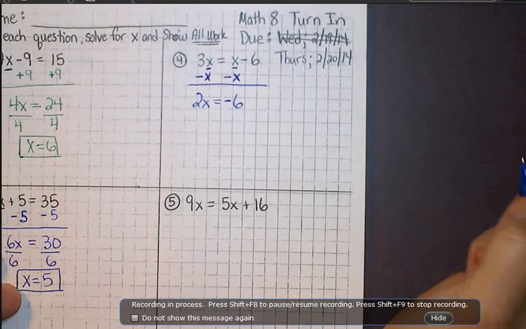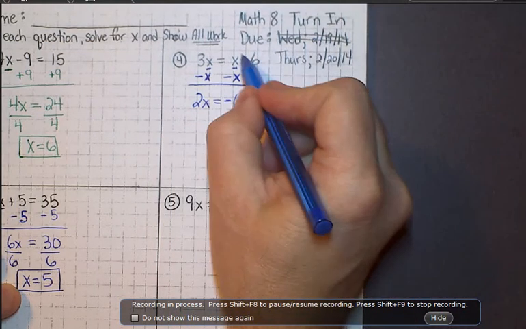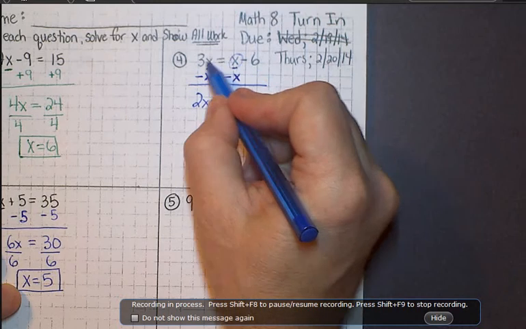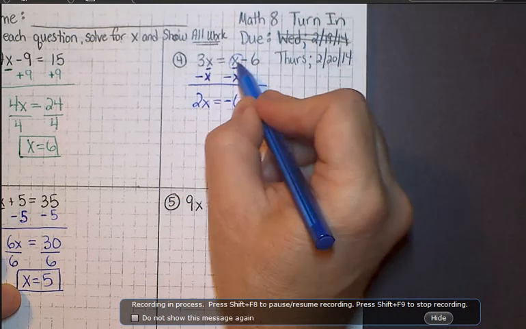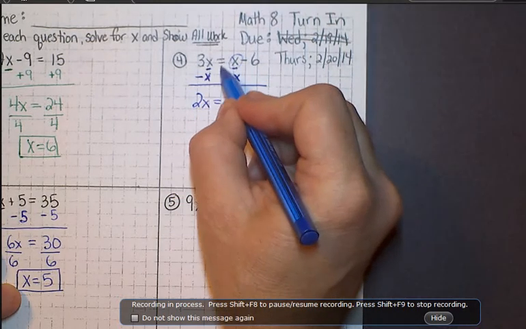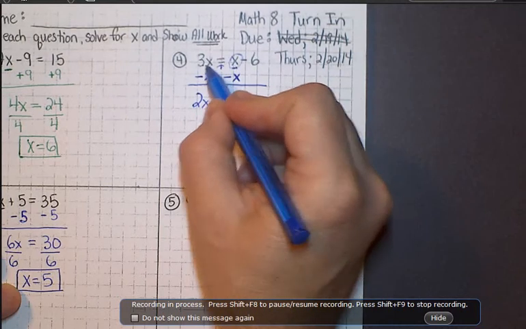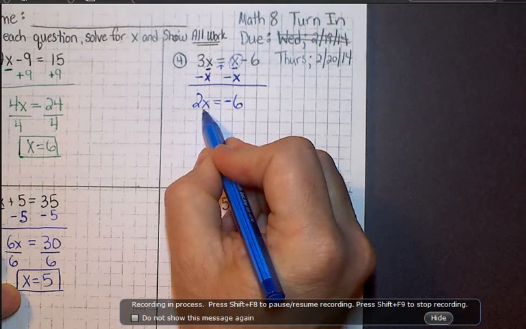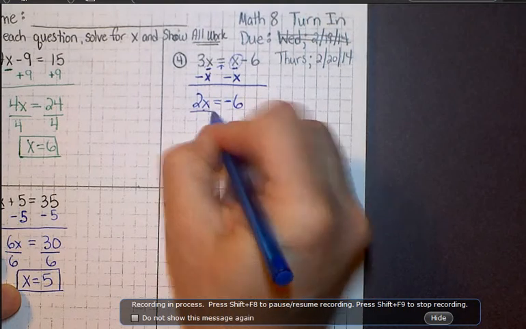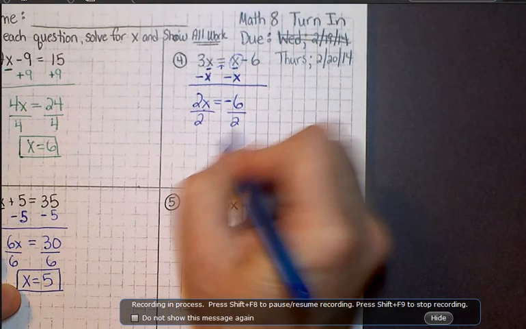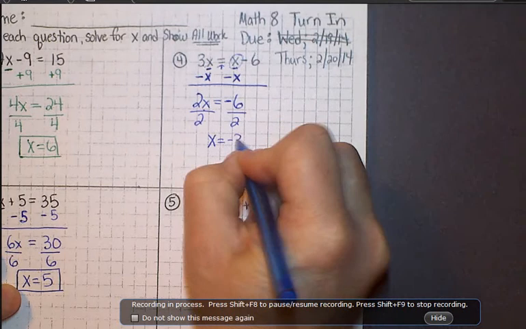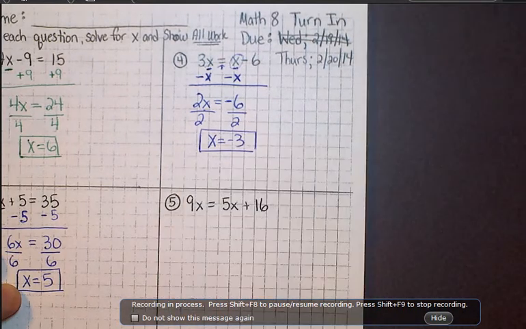Well, the other way we talked about it was I want to take this x and move it and combine it with this 3x. When we move it across the equal sign, it changes signs, so it becomes a negative x. And when we put a negative x together with 3x, we get 2x. Once we get down to 2x, to get x by itself, we divide both sides by 2, and we get x equals negative 3.